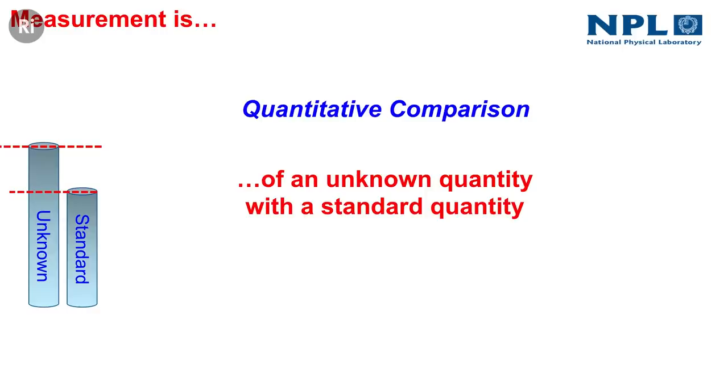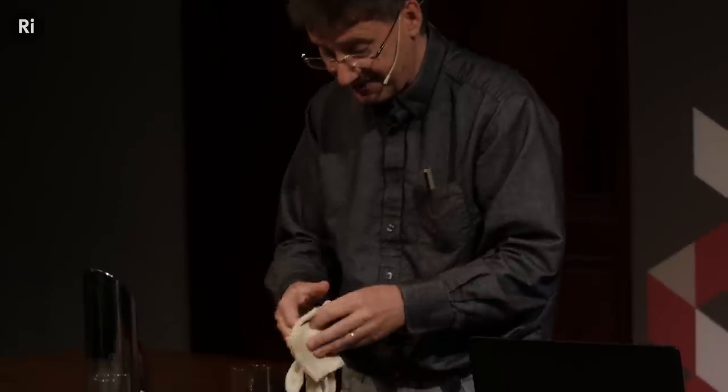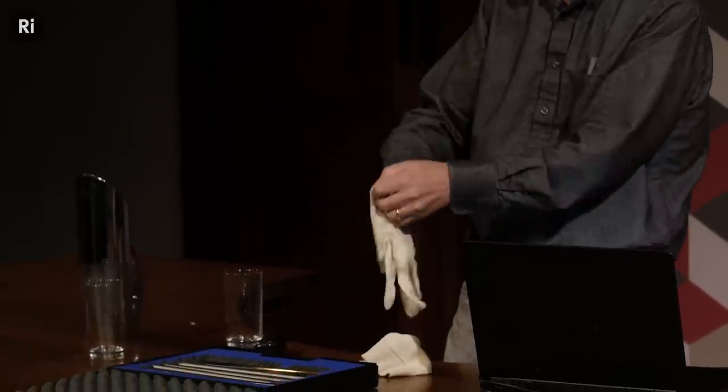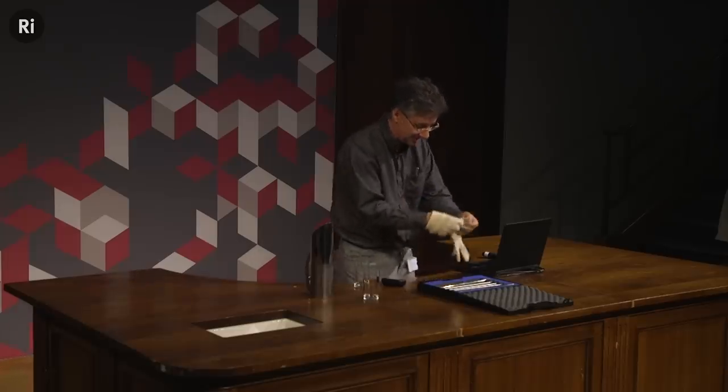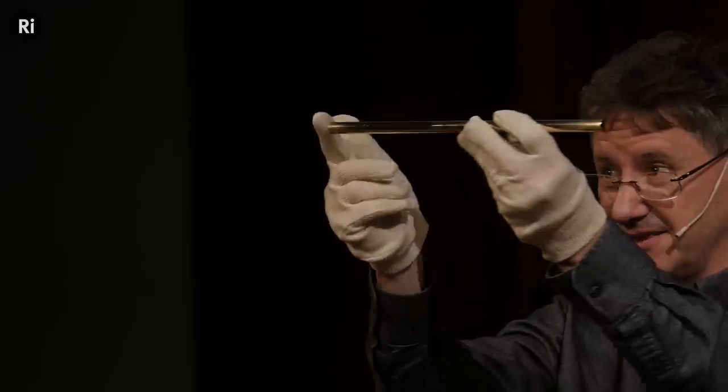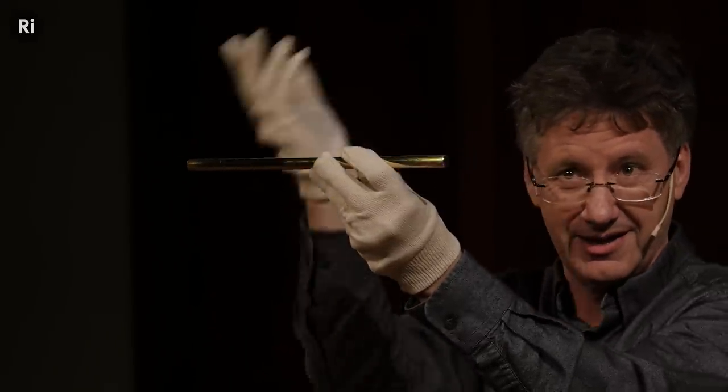Okay, so this is what measurement is, quantitative comparison. So how do we go out and make some measurements? What we need is a copy of the standard Michael. In fact, what I have here is actually the standard Michael. It's the only one in the world. I can't put on a pair of gloves here, so this is rather precious. And here it is, the standard Michael. It is exactly one Michael from here to here at 20 degrees Christian.